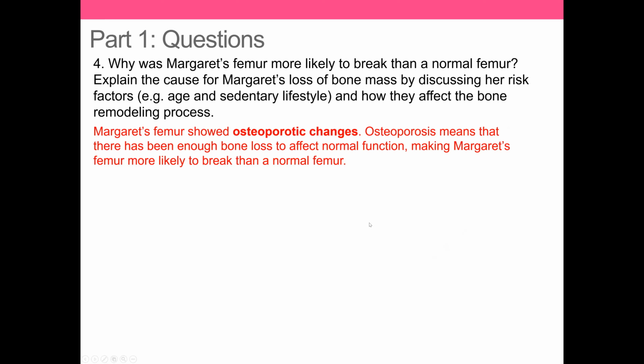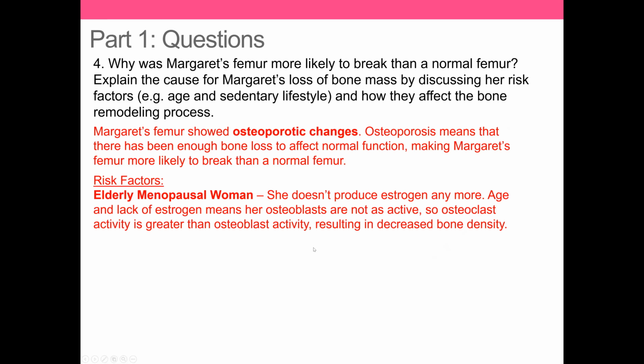So if we look at Margaret's risk factors, the first strike against her is she's an elderly menopausal woman. So after menopause, women don't produce estrogen anymore. And then also remember, bone deterioration starts at age 30 and continues throughout your life. So the fact that she's an elderly woman and the fact that she doesn't have any estrogen means that her osteoblasts are not as active as they used to be. So the osteoclast activity is greater than the osteoblast activity, and this is going to result in decreased bone density.